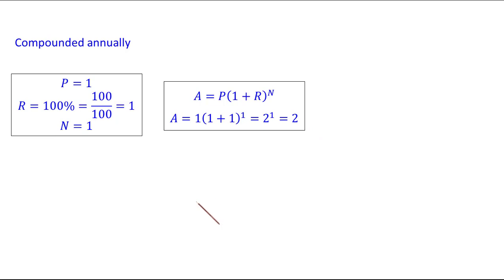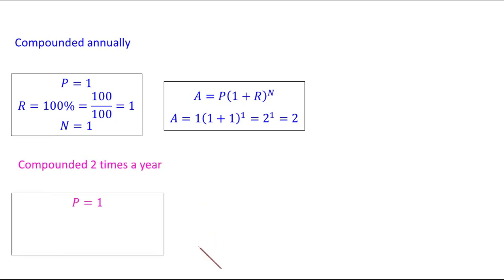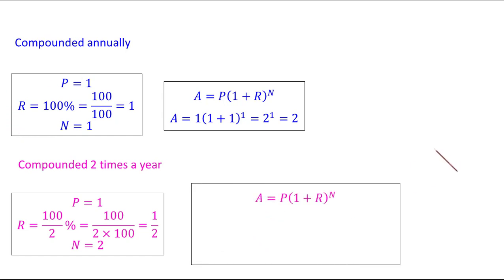You put 1 rupee or $1, you're going to get 2. But if it is compounded 2 times a year, twice a year, principal would still be 1, but the rate of interest would become 50%. 50% per 6 months, 50% per semester, or simply 1 upon 2. But this time the number of periods will be 2 semesters.